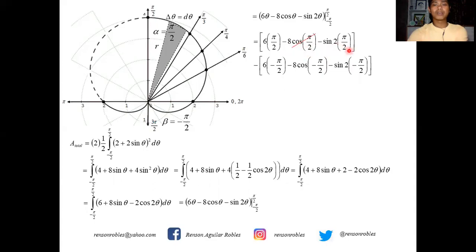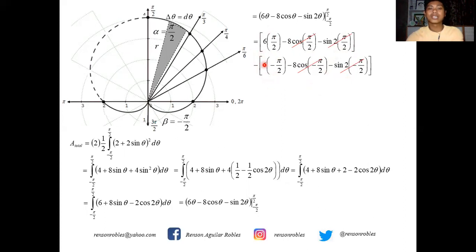So simplifying, you all know that cosine pi over 2 is 0. And 2 times pi over 2 is pi. Sine pi is also 0. And then again, cosine negative pi over 2 is still 0. And 2 times negative pi over 2 is negative pi. Sine of negative pi is still 0. So the only thing left to do is this and this.